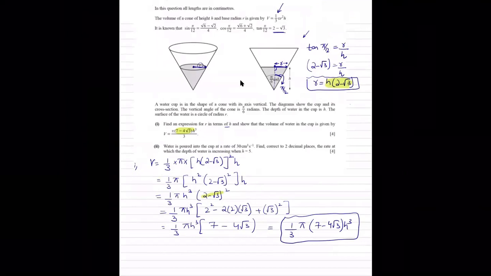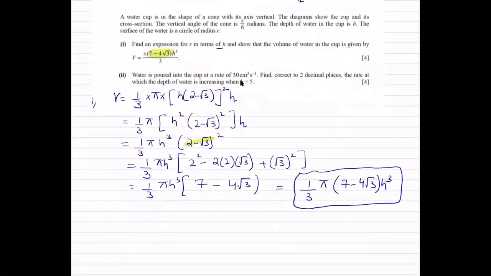Find, correct to two decimal places, the rate at which the depth of water is increasing when h is 5. If you remember, this part is related to the rate of change. Water is being poured at a rate of 30 centimeter cube per second, so that is our rate of the volume. We need to find the rate of the depth, and the depth is represented by h. So we need to find dh by dt.